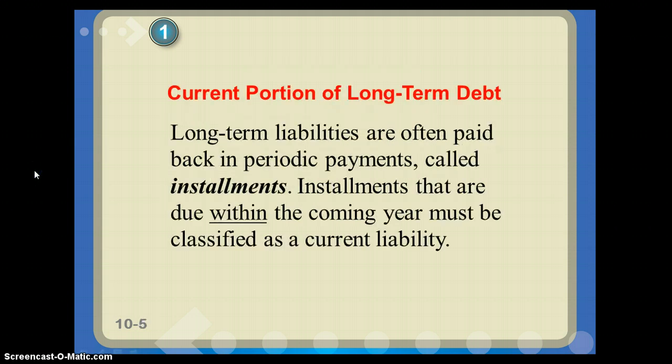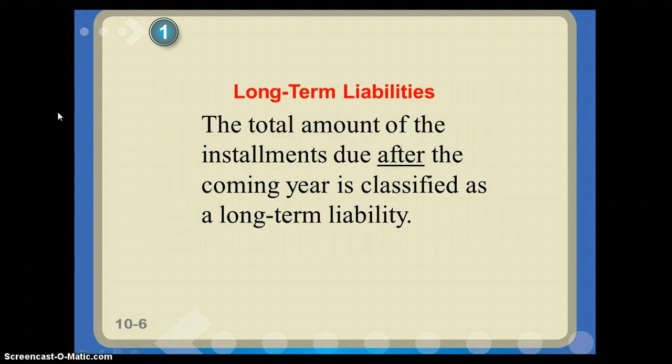Long-term liabilities are paid in periodic payments, and those periodic payments are called installments, a lot of times like monthly installments. So any of those installments that are due within this year are considered a current liability. The total debt or the rest of that long-term debt would be part of our long-term liabilities. The total amount of installments due after this coming year, like I said, are long-term liabilities.